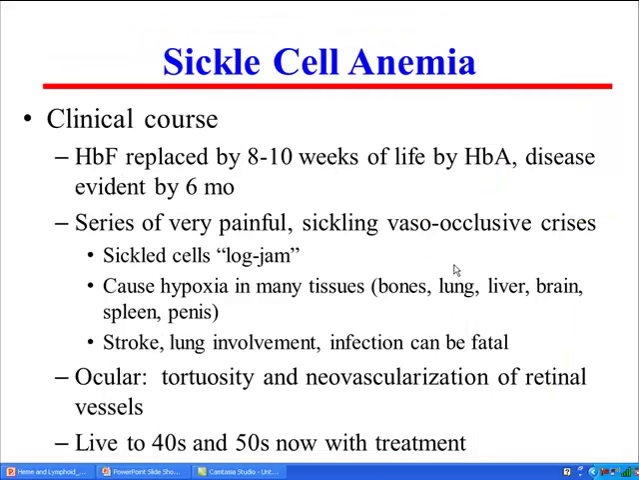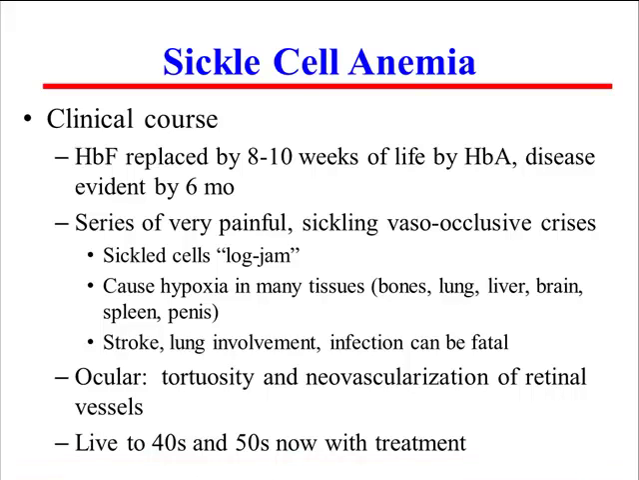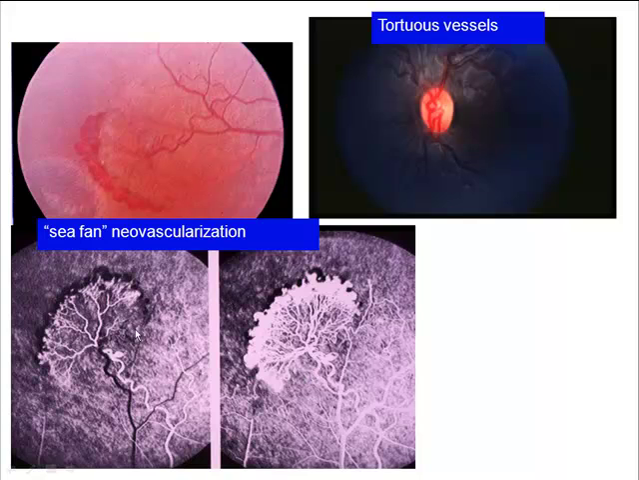Okay, we already talked about the clinical course of sickle cell anemia, so just review that. The only thing I want to mention again is that in sickle cell anemia, in the retina, you're going to see the vessels being more tortuous, and there's going to be growth of new blood vessels. And remember when we talked about that C-fan neovascularization, the blood vessel growth will look like a C-fan here, and the vessels are going to be tortuous in appearance.